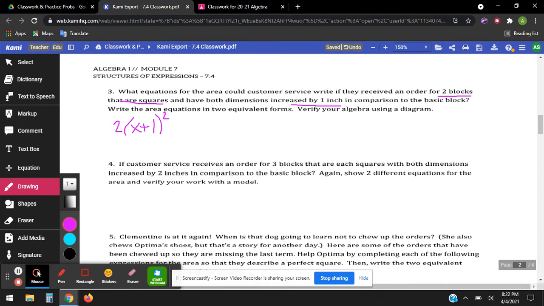So an equivalent equation would be 2, and then I could split this out. We know that it's x squared. We know it's plus 2 of the products, right, 2 times x times 1. So 2 x's plus 1 squared, which is 1. And we can even go farther than that. Let's distribute the 2 to every single number. 2x squared plus 4x plus 2. So I gave you 3 again. Get the bonus. Verify with the diagram.